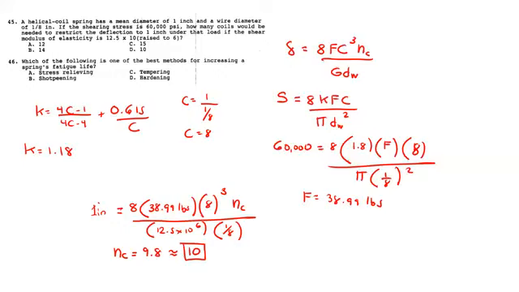So next, the answer is letter D. So next, 46: which of the following is one of the best methods for increasing the spring's fatigue life? So sa 46, ang sagot dyan is shot peening.